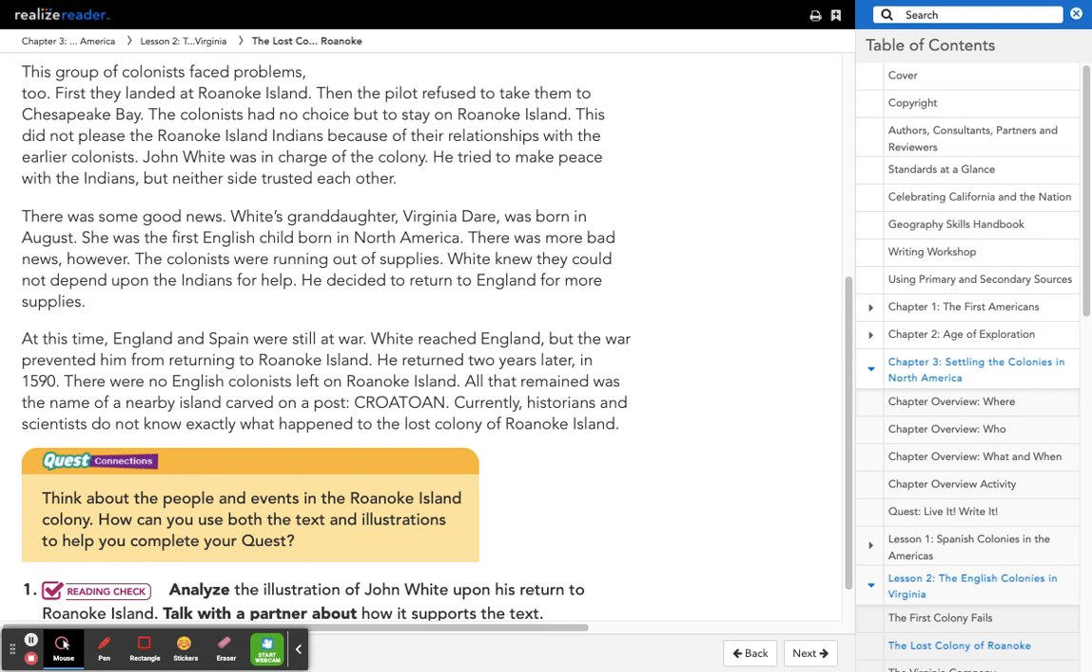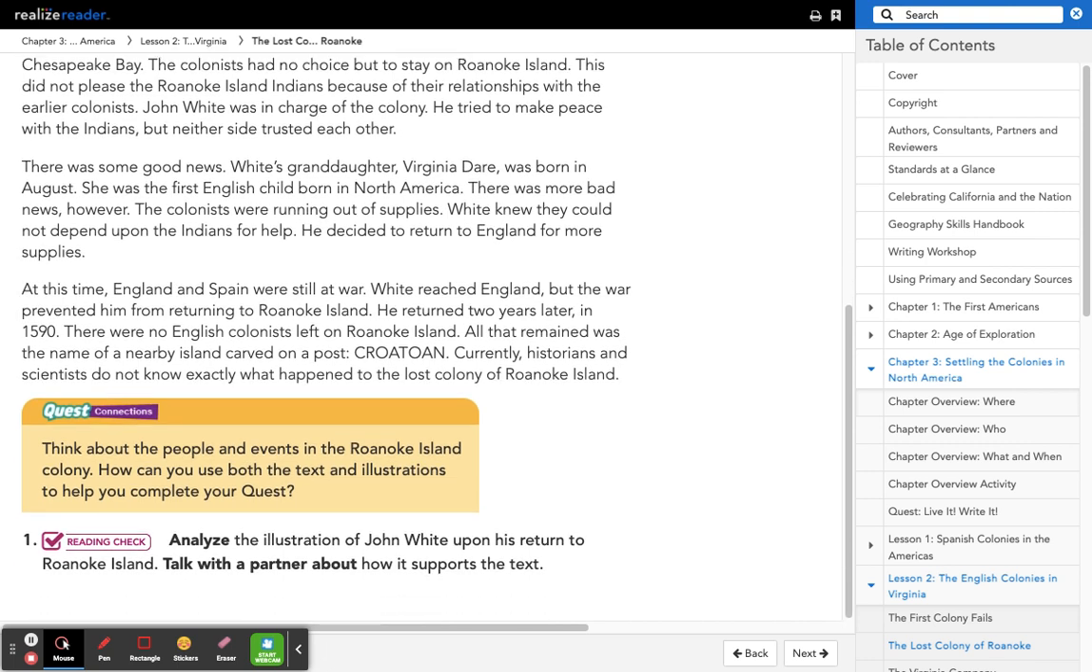There was some good news. White's granddaughter, Virginia Dare, was born in August. She was the first English child born in North America. There was more bad news, however. The colonists were running out of supplies. White knew they could not depend upon the Indians for help. He decided to return to England for more supplies.